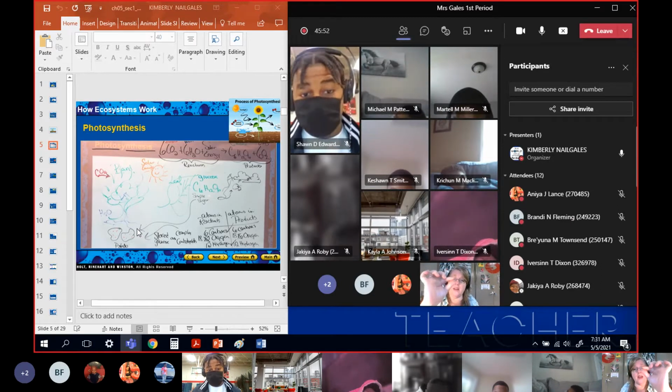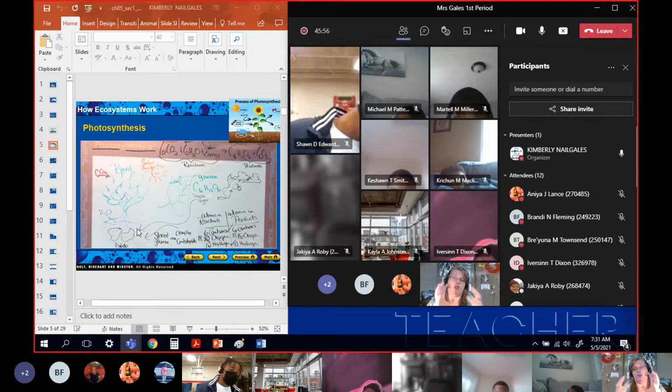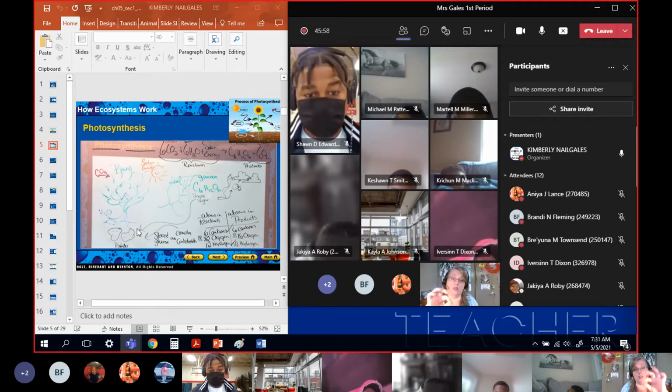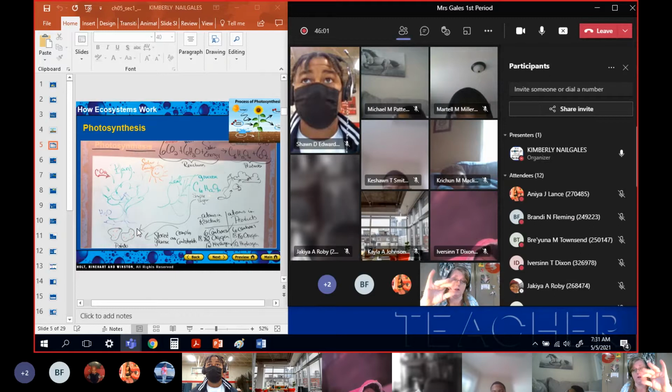Glucose molecules are very, very tiny. You don't want to store a whole bunch of tiny molecules, so they stack them up together in sugars and starches. That's why sugars, starches, and sugars. Okay, starches, sugars.